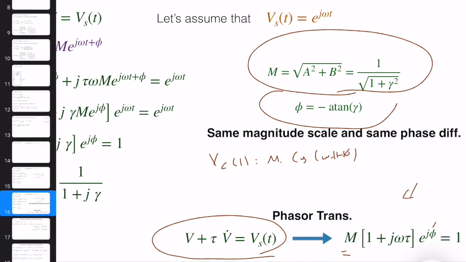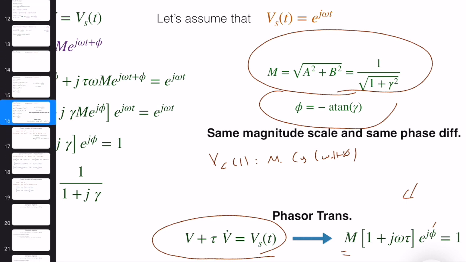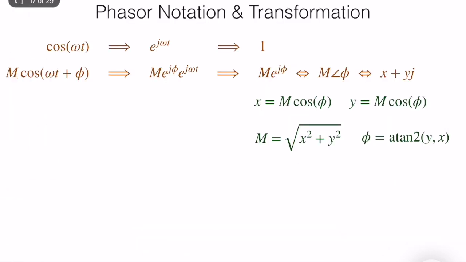Okay, that's great. Now let's talk about this phasor concept and its notation. We start with cosine omega t and we pretend it is e to the power j omega t. Of course, it's not equal to e to the power j omega t. Indeed, you can also write cosine as e to the power j omega t plus e to the power minus j omega t, divided by 2. So it is equivalent, but we don't need to do this kind of computation.